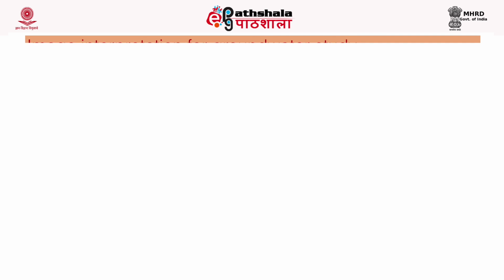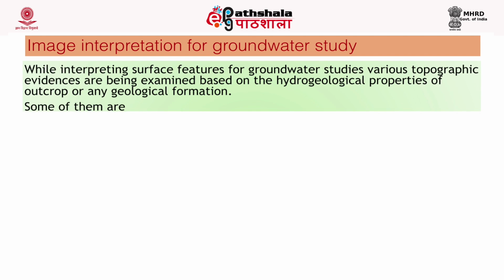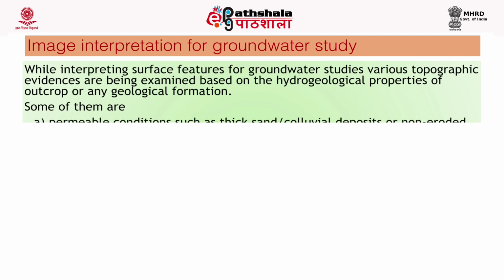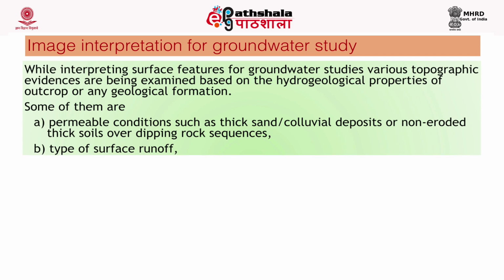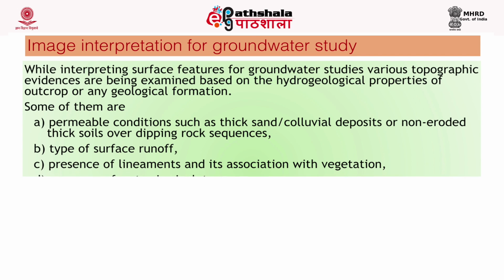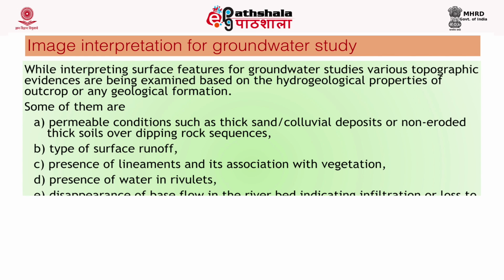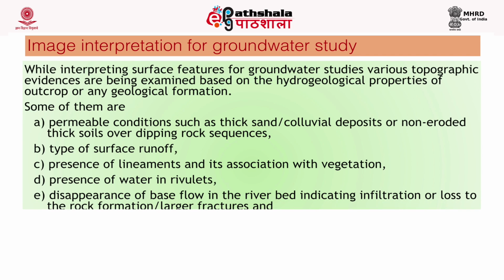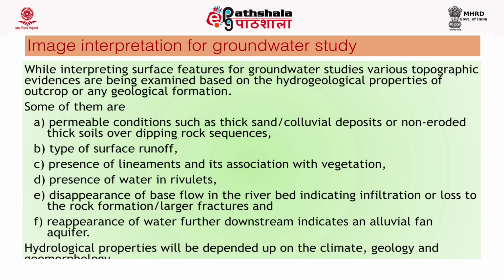While interpreting surface features for groundwater study, various topographic evidence is examined based on the hydrological property of the outcrop of any geological formation. Some of them are permeable conditions such as thick sand, colluvial deposits or non-eroded thick soils over dipping rock sequence, type of surface runoff, presence of lineament and its association with vegetation, presence of water in rivulets, disappearance of base flow in the riverbed indicating infiltration or loss to the rock formation or larger fractures, or reappearance of water further downstream indicating the alluvial fan aquifer.